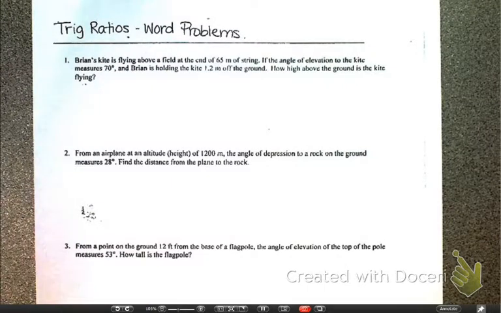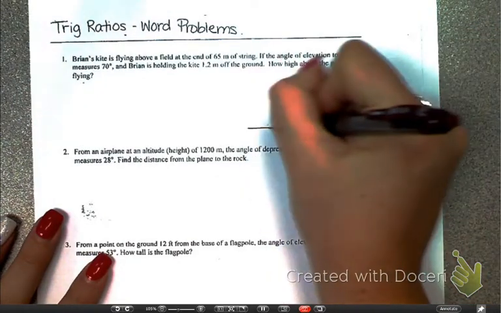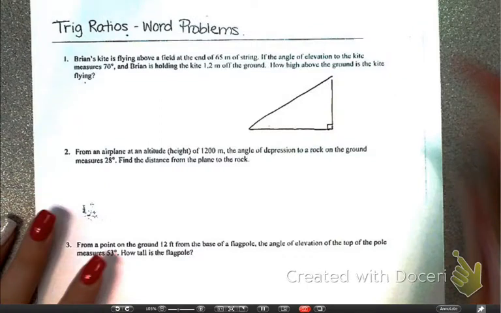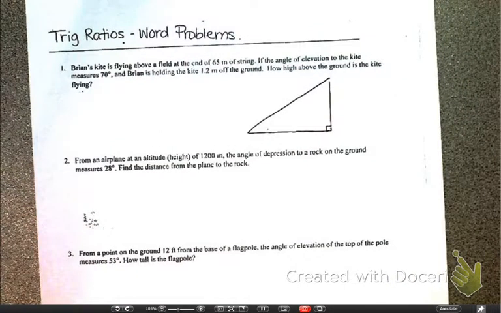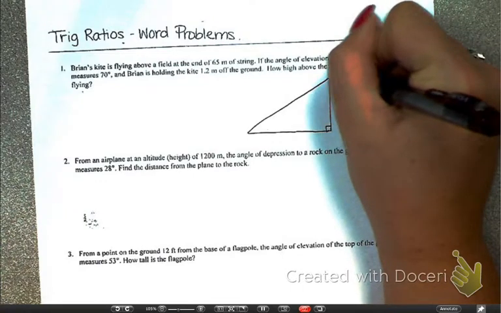So first and foremost, for every single word problem, if you have to draw the picture, what is your picture? Okay, so let's start there. So we have a right triangle. If you start there, we can start filling in the information. Brian's kite is flying above the field at the end of a 65-meter string. So where is my kite going to be? This top corner, right? So here's my kite.